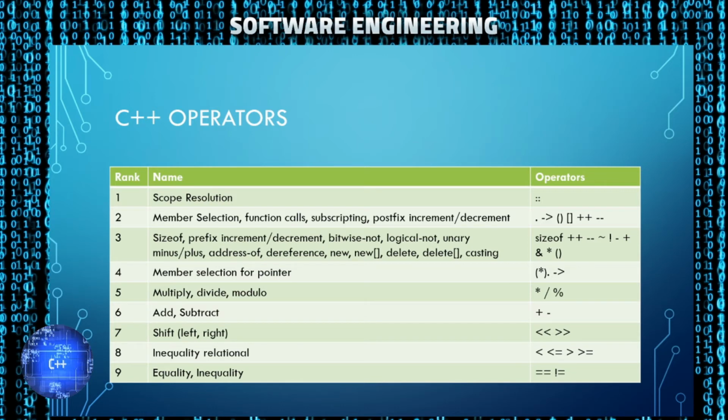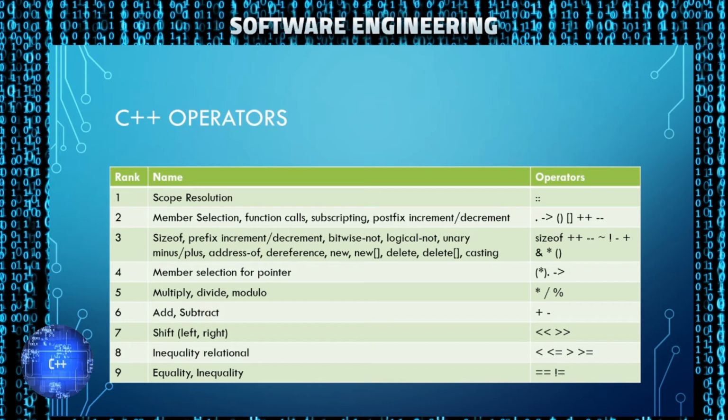Memory allocation and deallocation, that's all the new, new array, delete, delete array. Those get into allocation and deallocation of dynamic memory. We'll discuss that in a different video later when we get to memory types. And then you have typecasting. This is specifically the C-style typecasting, where you're trying to convert an operand of type A to type B, assuming they're compatible.